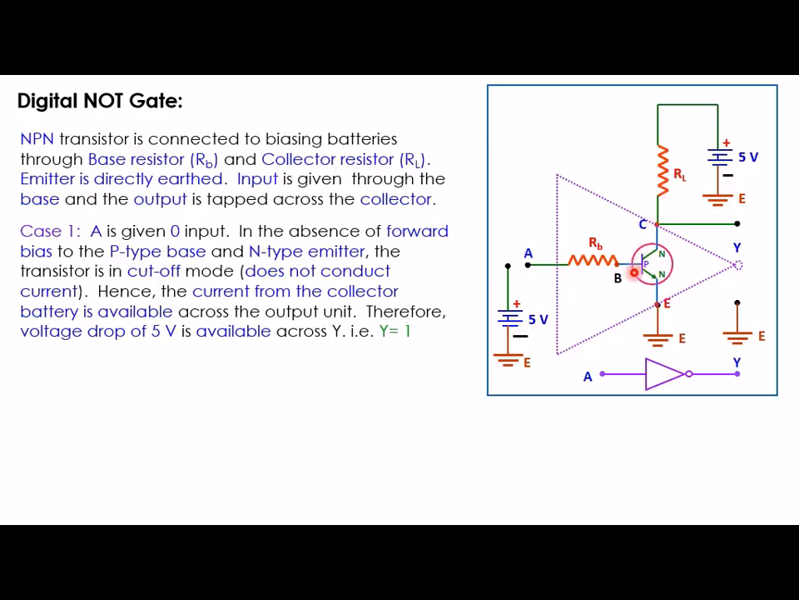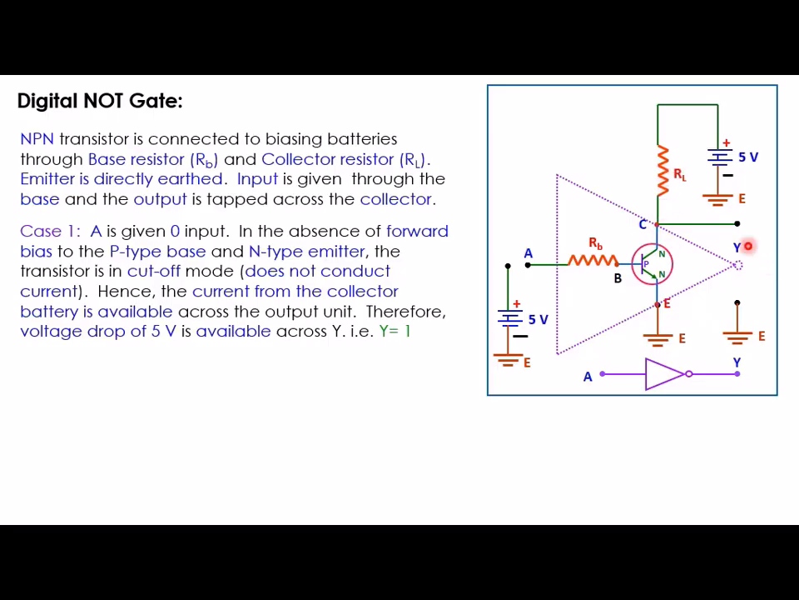If the A terminal is given 0 input, the base will be at 0 volt, and the emitter is also at 0 volt. Therefore the base to emitter PN junction is not forward biased, and hence there will be no emission of electrons from the emitter towards the base, and there will be no electron hole recombination, and there will be no base current. If there is no base current, there will be no collector current.